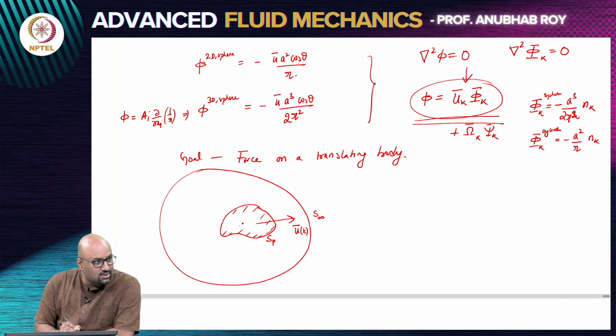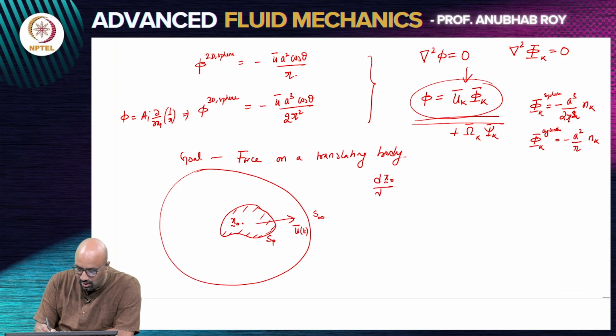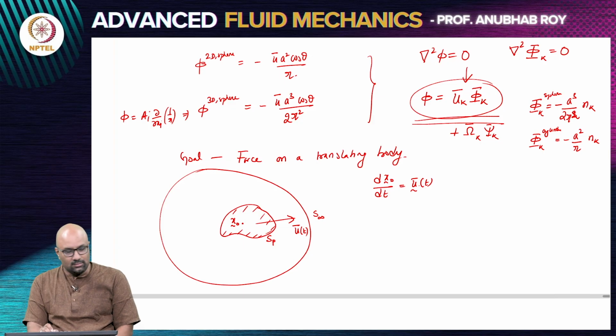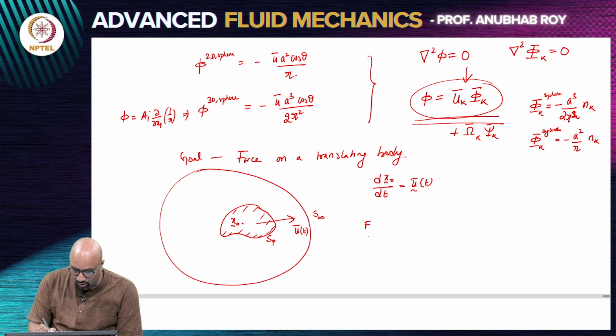Consider a point on this rigid body. This is a rigid body which is moving, and so I put a label which is x naught, some coordinate on the body. So, the definition of u bar is d/dt of x naught is equal to u bar of t. That is just the statement of rigid body translation. I am not doing any rotation. So, this is all that is sufficient for me. Okay. Now, we need to find what is the force.